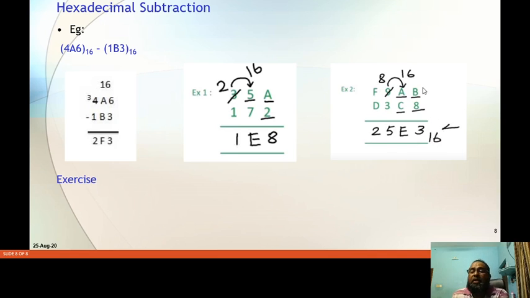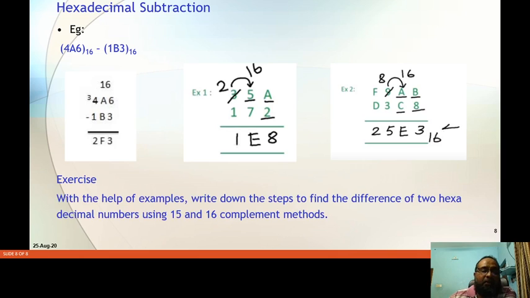The only thing you have to understand is that when you are taking the borrow from a previous number, that number reduces by 1 and the borrow is the number 16, since it is hexadecimal. Here also you can do the hexadecimal subtraction by using the 15's and 16's complement method. That also you have to refer to in any textbook and try to understand the things. That's all.